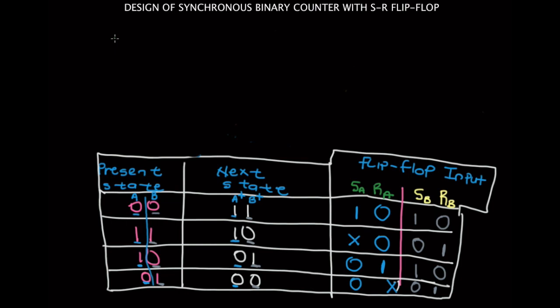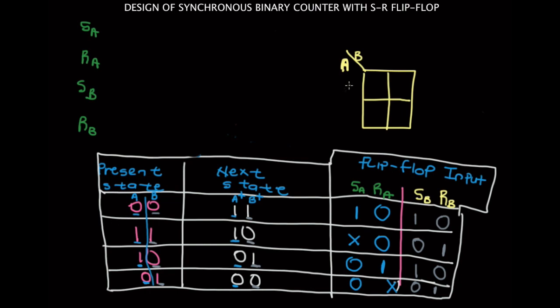And the next thing we need to do is find our flip-flop input equations, which are SA, RA, SB, and RB. So for the SA flip-flop equation, we can use either K-maps or the minterm expressions, but since we have a don't care down here, we're going to use K-maps. So we have a 0, 1 here, a 0, 1 here. Mind you, this K-map is just for SA.